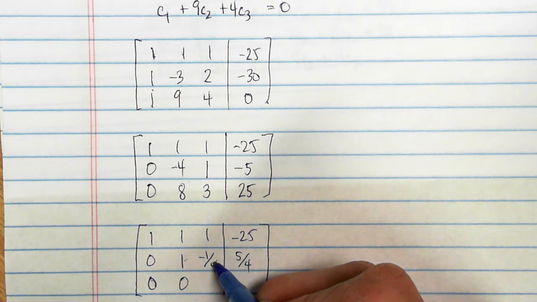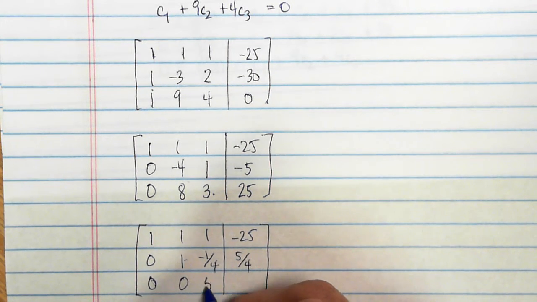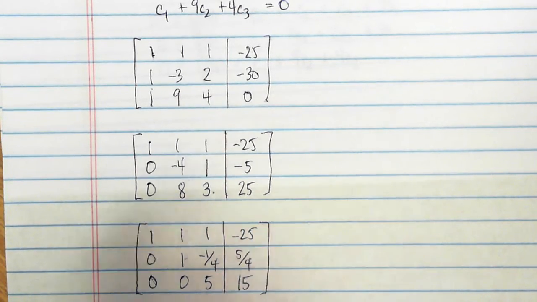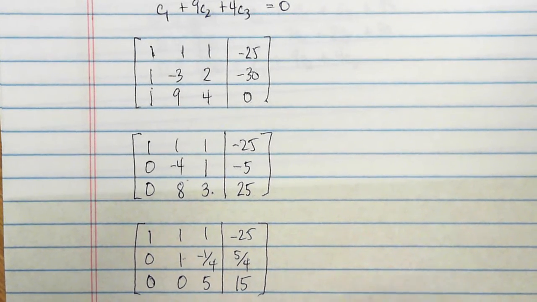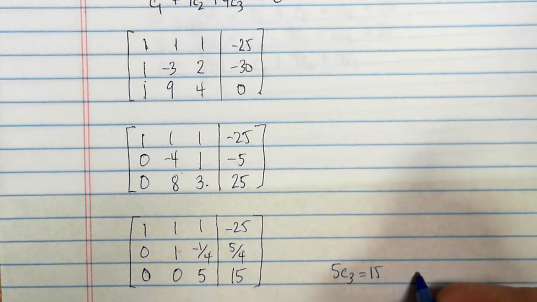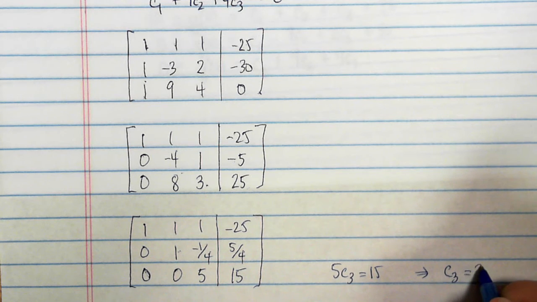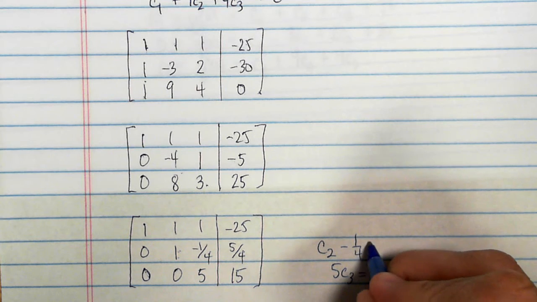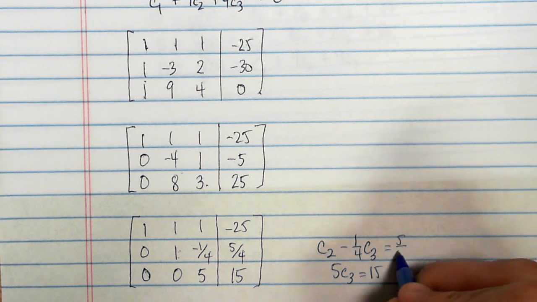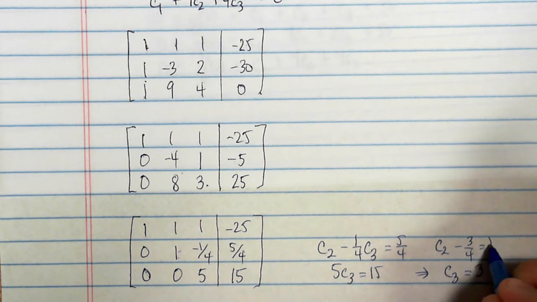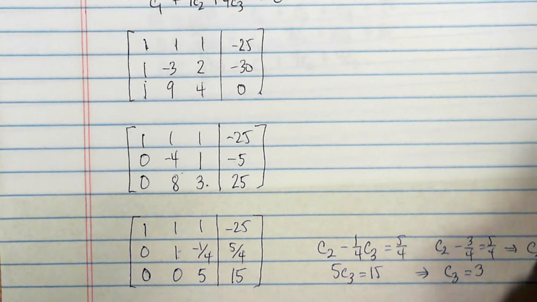Multiply this by negative 8, that gives me plus 2, then add to this, I get 5. Multiply this by negative 8, that gives me negative 10, add to this, that gives me 15. So combining, I get that 5 times C3 is equal to 15, so that C3 is equal to 3. Coming up here, I see that C2 minus a fourth C3 is equal to 5 fourths. So C2 minus 3 fourths is equal to 5 fourths. So C2 is equal to 2.